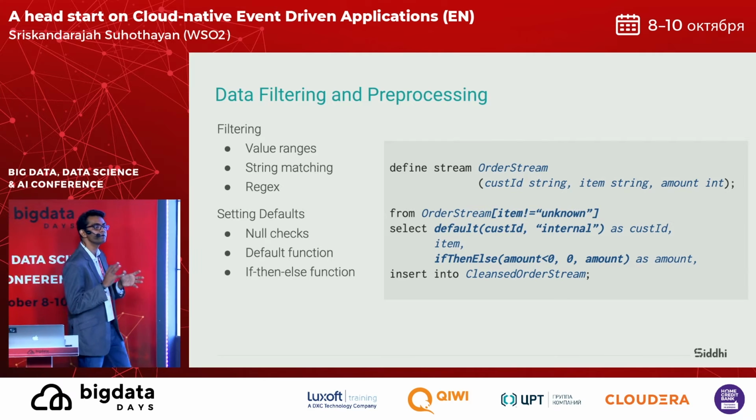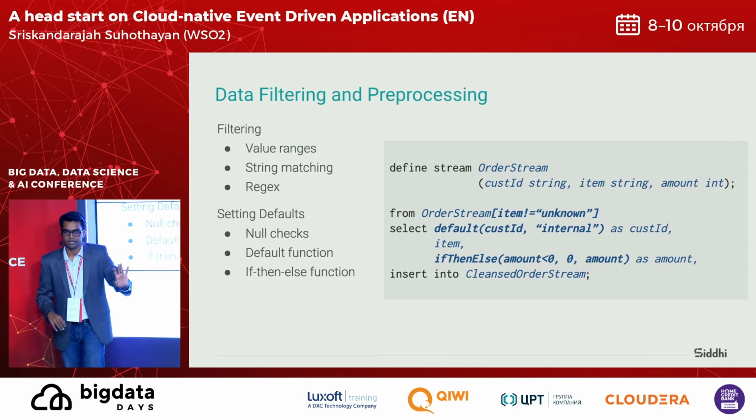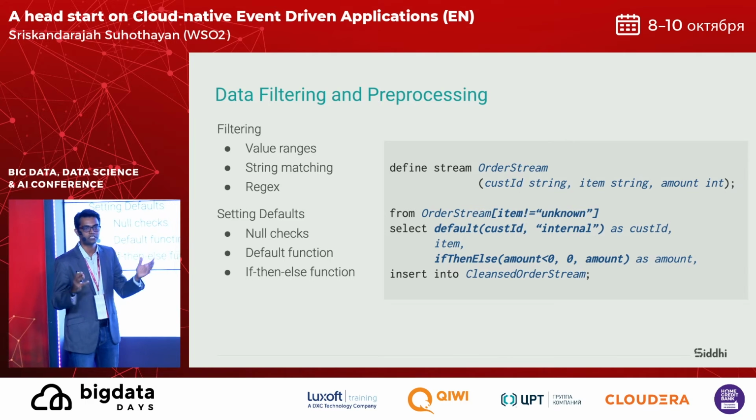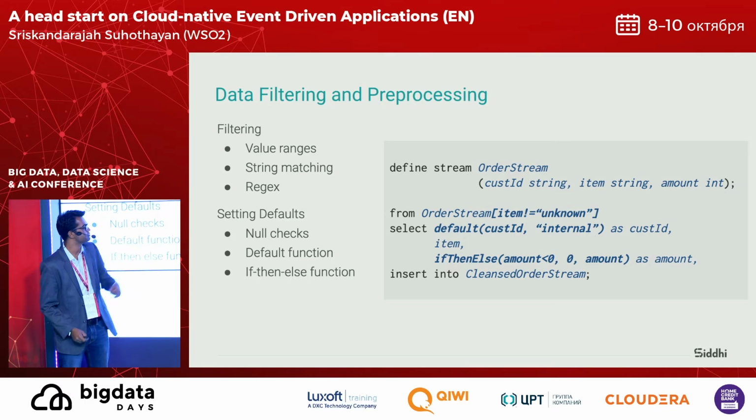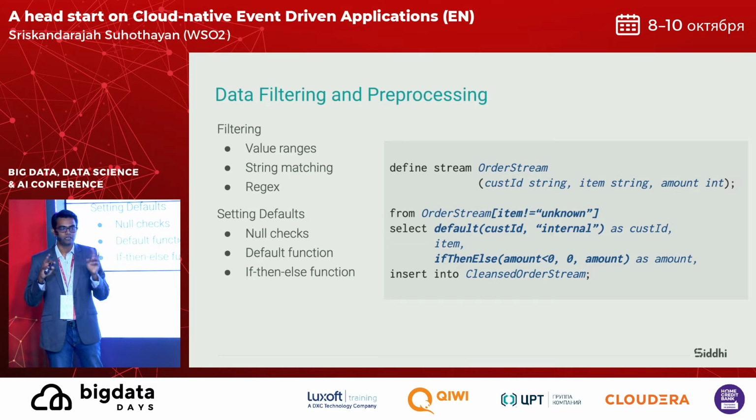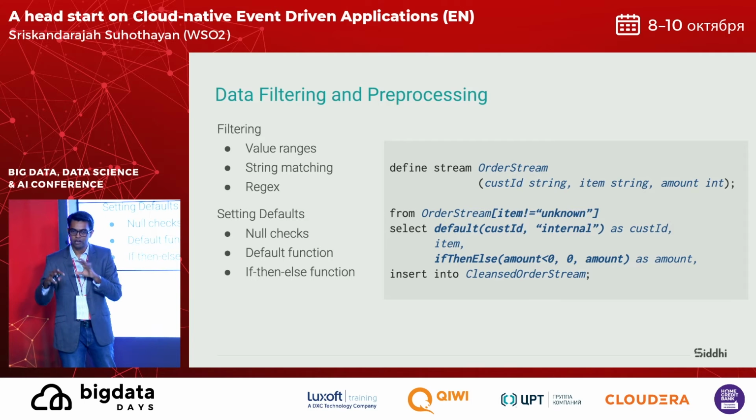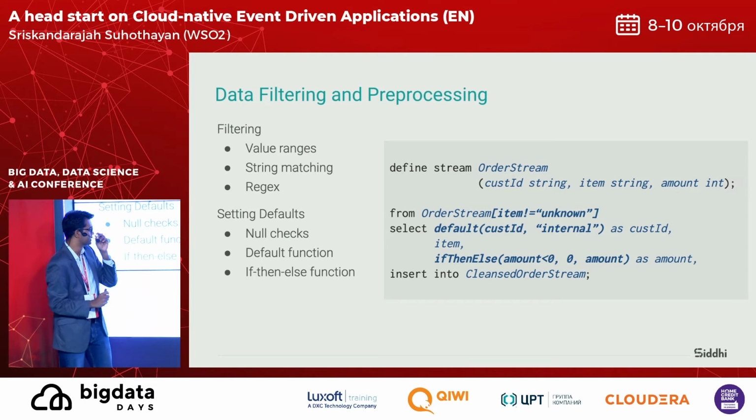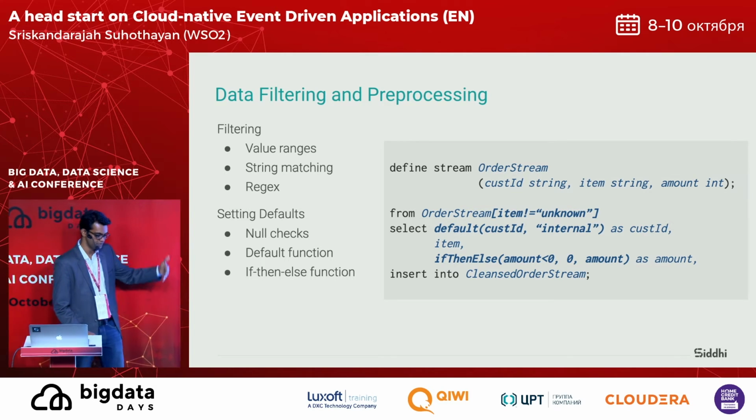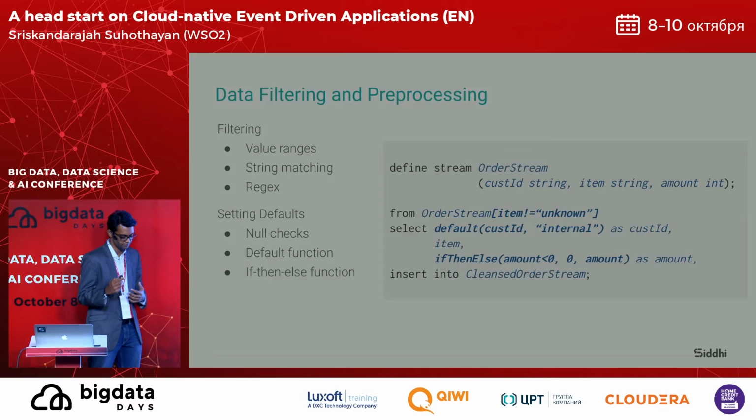Now you have consumed that data. After consuming, you have to do some pre-processing. For example, if the item is unknown, I'm not going to process it, I'm going to drop it. All the known items, I'm going to process. If the customer ID is not given, it is some internal purchase, so I want to put internal as the value. If the amount is less than zero, I want to reset it to zero. You have to do some trimming of messages, because messages will be coming in different formats, so you have to manage them so the whole system runs correctly. You may write several rules like this, using regular expressions, default functions, null checks, and things like that. Basically, you do some filtering and pre-processing of that data.